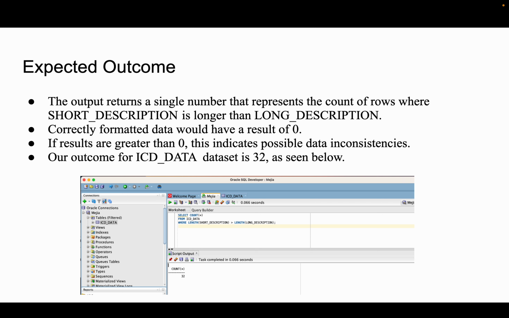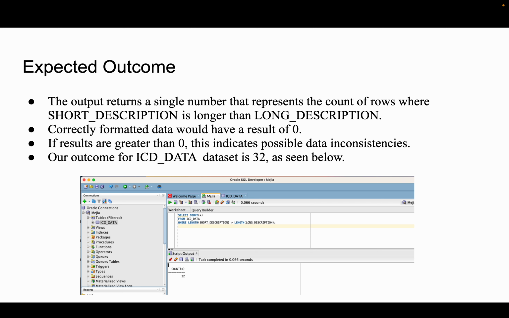Okay, so this was our expected outcome. This was actually the outcome from when this was ran on Oracle SQL Developer. So again, as I mentioned before, the output is supposed to return a single number that represents the count of rows where the short description is longer than the long description. Technically, if this data were formatted correctly, you would have ideally gotten a result of 0.